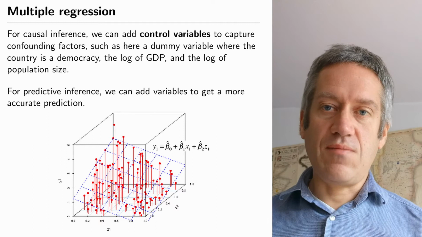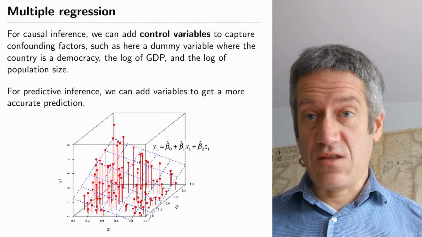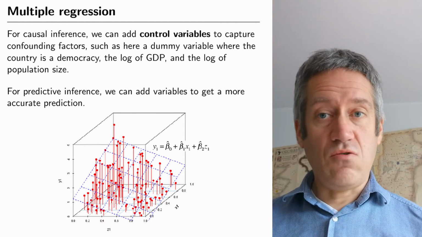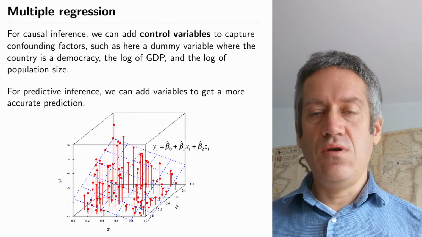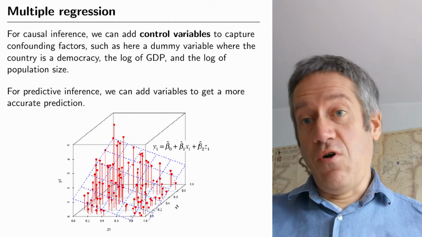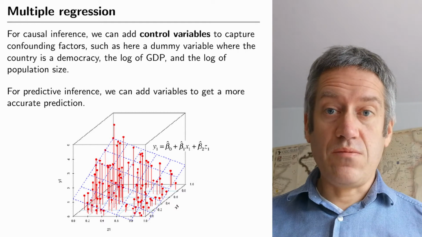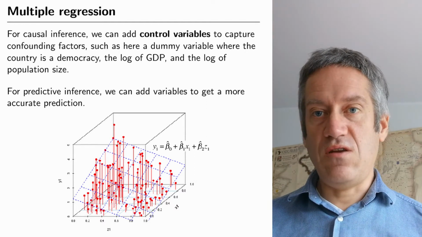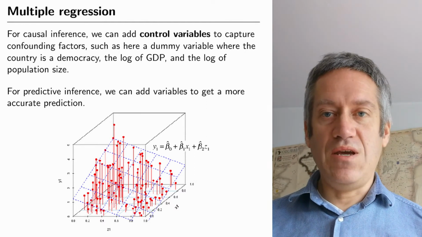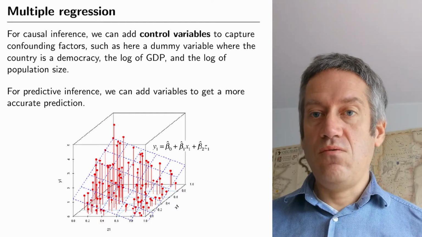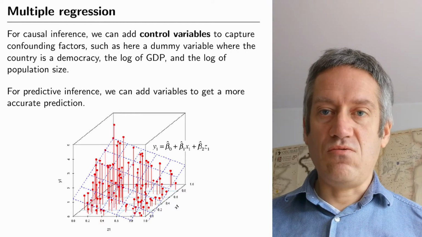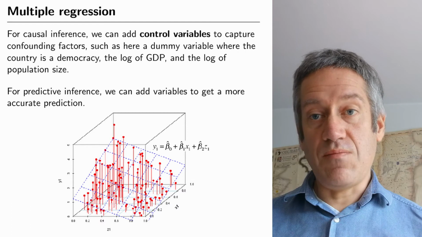In more machine learning applications, we tend to be more interested in prediction, less in causal inference. So there is no such thing as a control variable, but we often can predict better if we have more variables. If we know more about an individual, we can predict their behavior better. So adding more variables will lead to more accurate predictions, typically.